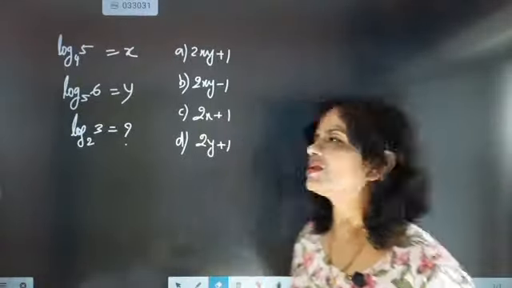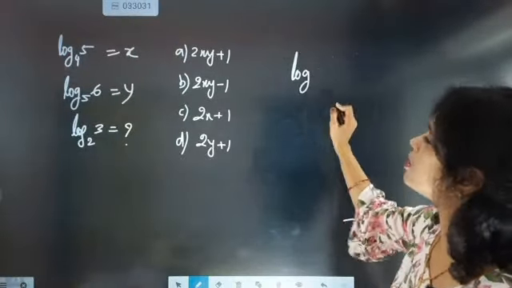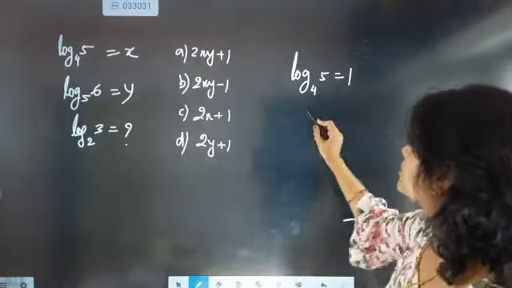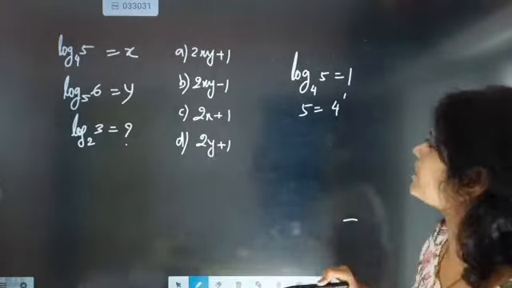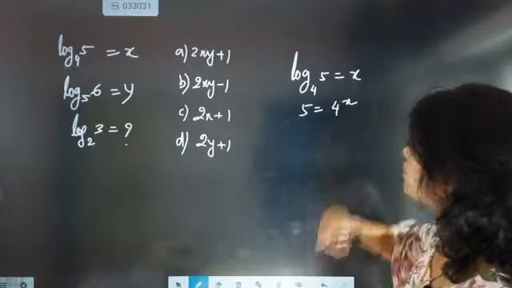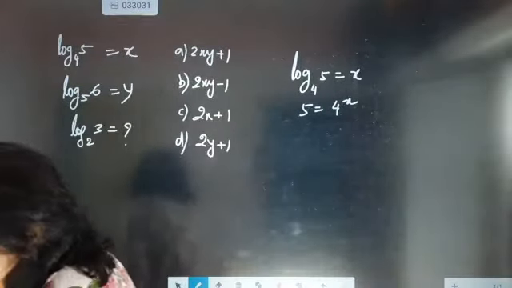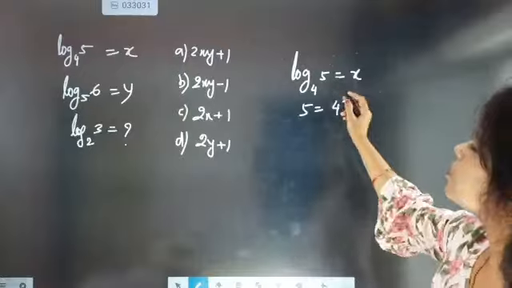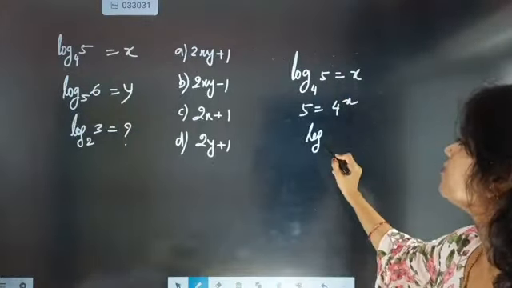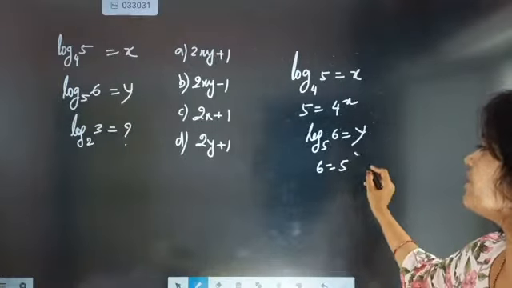But we know everything, one property I taught you, and that property only I am going to use again. That is log base 4 of 5 equal to x. If it shifts, 5 is equal to 4 to the power x. Danish is also telling answer A. Very good, Danish, let's check this out better. So log base 4 of 5 is x. Now the second part is log base 5 of 6 equal to y. So 6 will be equal to 5 to the power y.